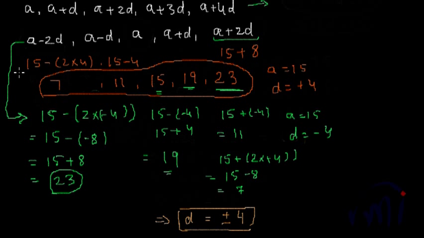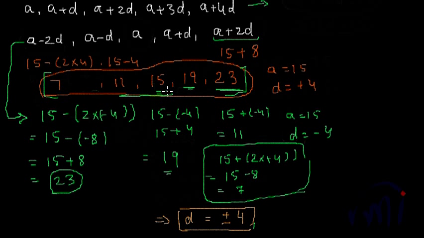So this is nothing but the series written in reverse order, right? So these will be the 5 terms in ascending order when we take d is equal to plus 4, and the series becomes in reverse order when we take d is equal to minus 4. So where does the trick lie? Trick lies in assuming the pattern.